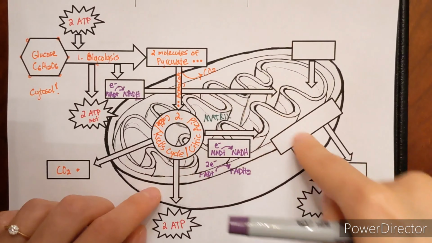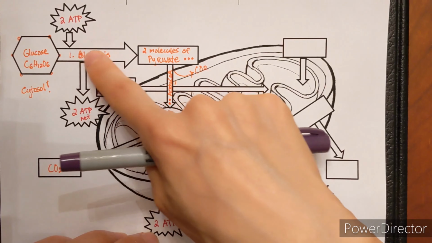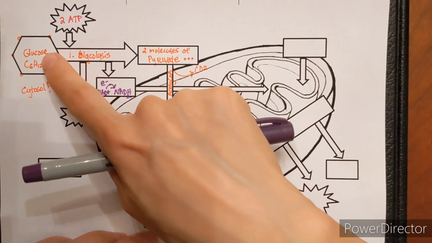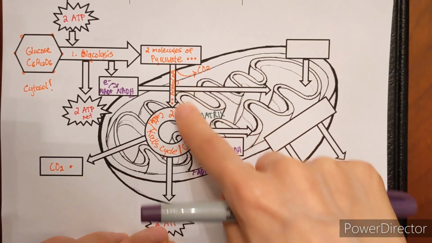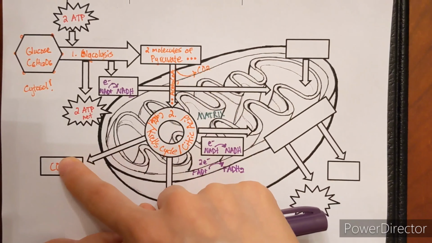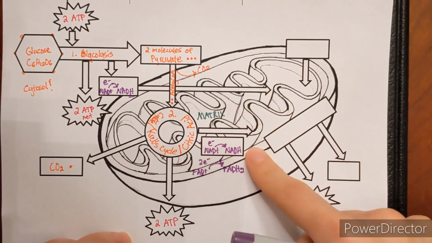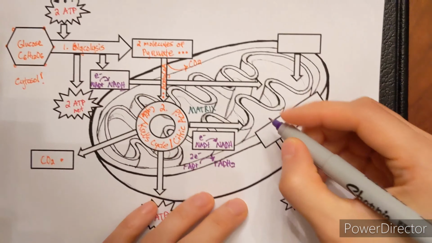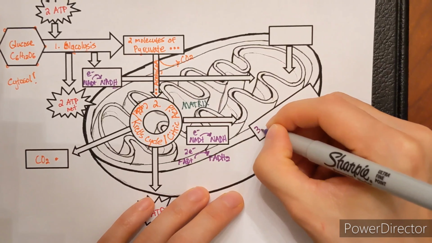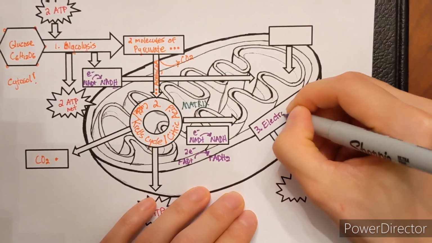Moving on to step number 3. So as you can see so far, if we follow the path of our carbon, we broke down from 6 to 3 to 2 to 1, and he's basically just waste. That's it. We were just breaking him down. We've collected some ATP, and we've been collecting a bunch of electrons. Step number 3 is where the electrons get to shine. This is the electron transport chain.